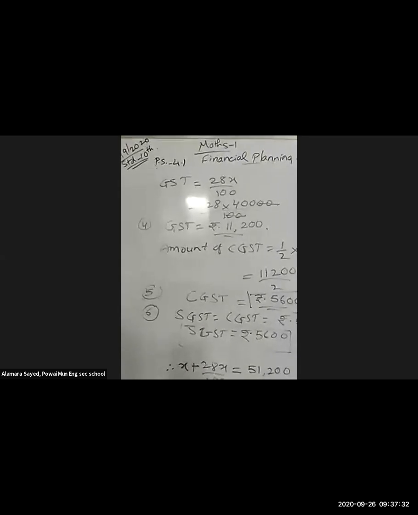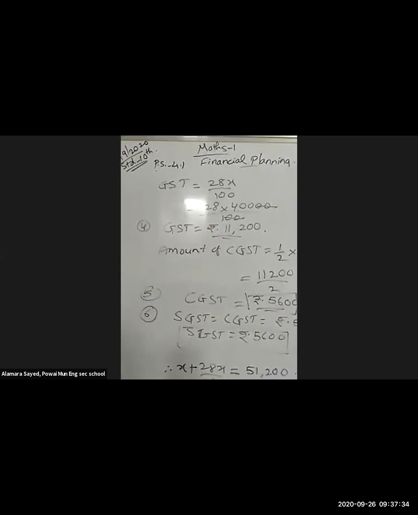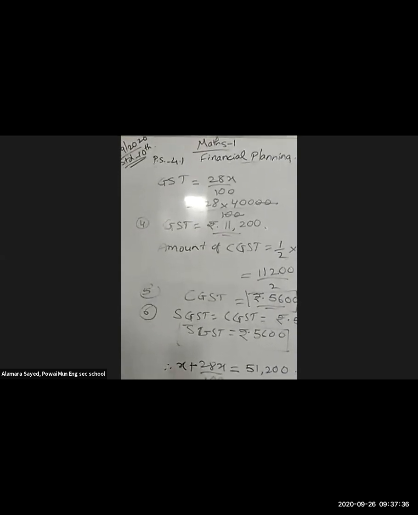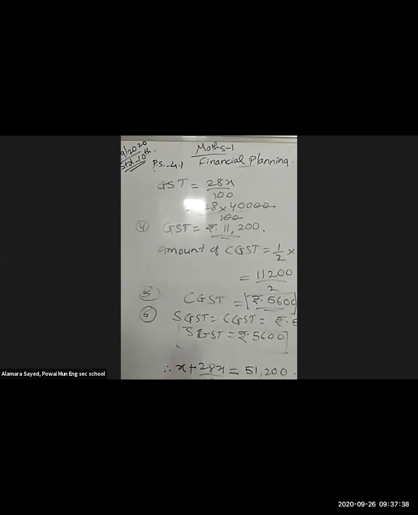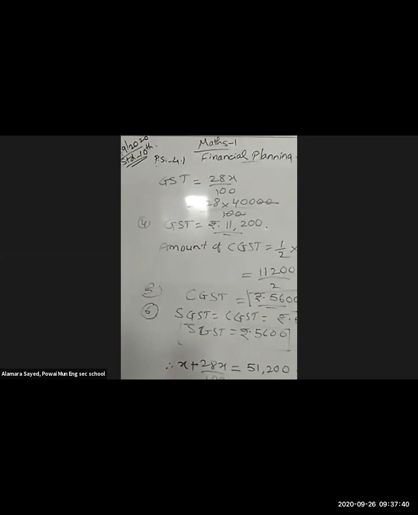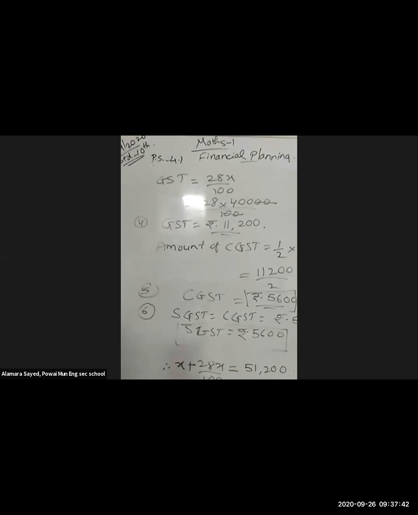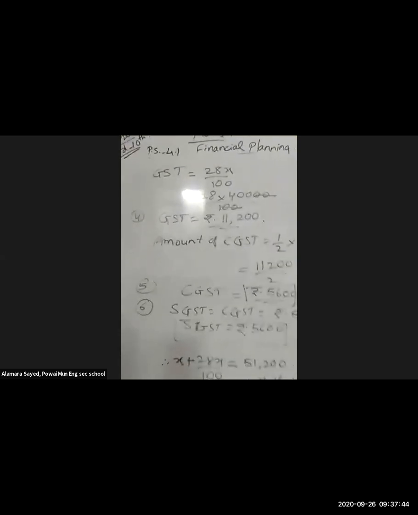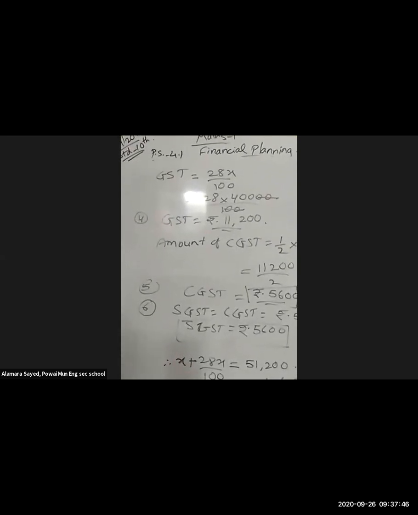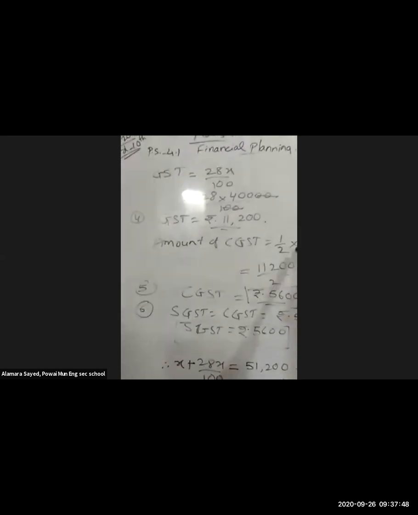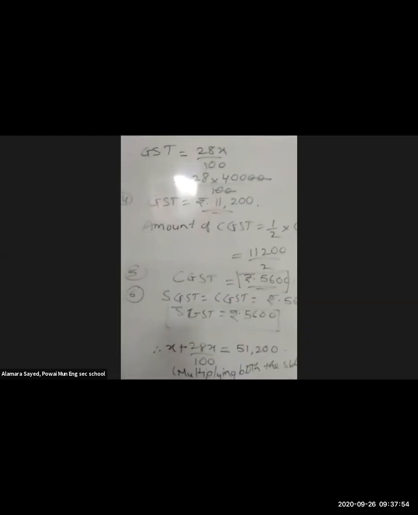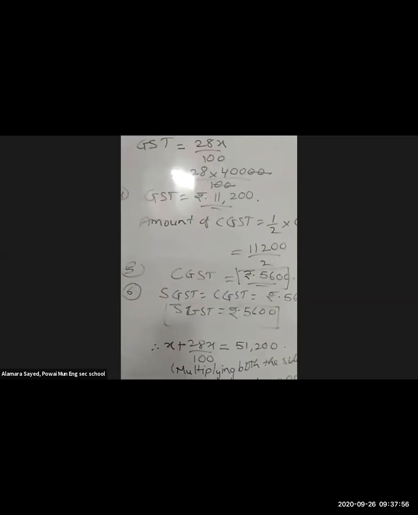We added GST to the taxable value, and that will be equal to the total amount, that is 1770, which is already given as the total value. Therefore we have taken x plus 18x upon 100, that is taxable value plus GST. Okay, any doubt, students?